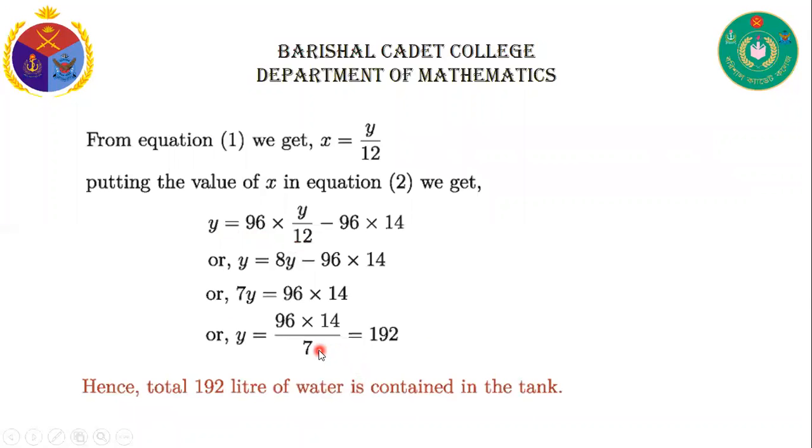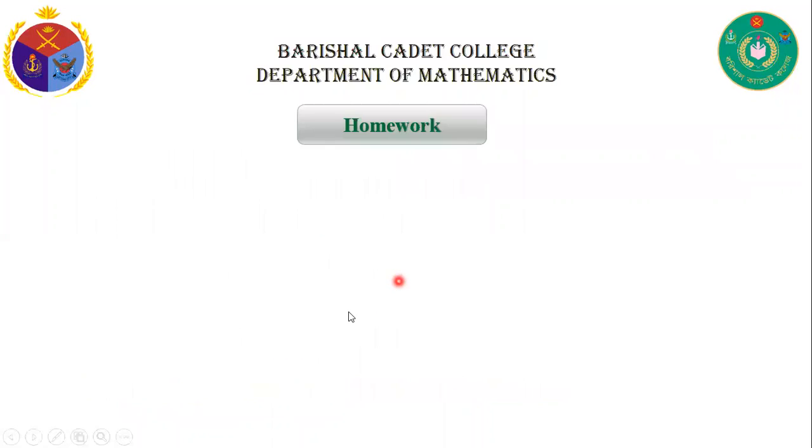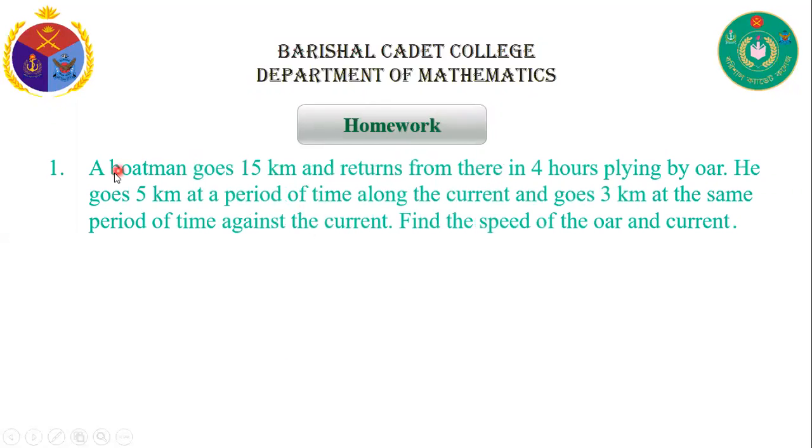So that's all for today, boys. Now I give you some homework. First, a boatman goes 15 kilometers and returns in 4 hours rowing by oar. And he goes 5 kilometers in the same period of time along the current and goes 3 kilometers in the same period of time against the current. Find the speed of the oar and current.